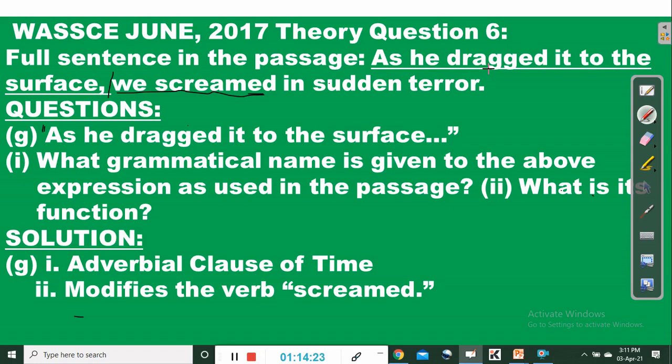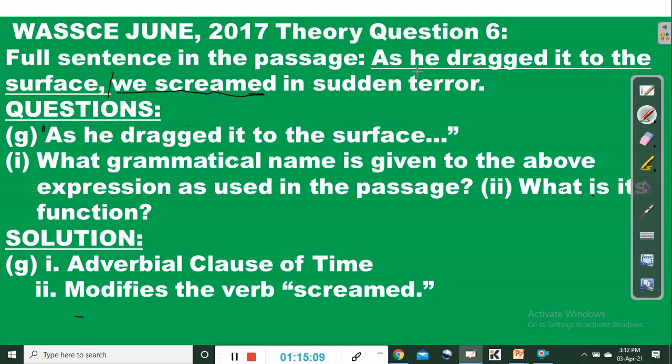As he dragged it to the surface, the same time that he was dragging it, and then it comes to the surface, the moment we noticed what has been dragged to the surface, we screamed in sudden terror. So it's talking about time. Now, anything that will answer the question when, which is about time, is an adverb. If it's a single word, it's an adverb. Then, if it is a group of words, it can be an adverbial phrase or an adverbial clause.